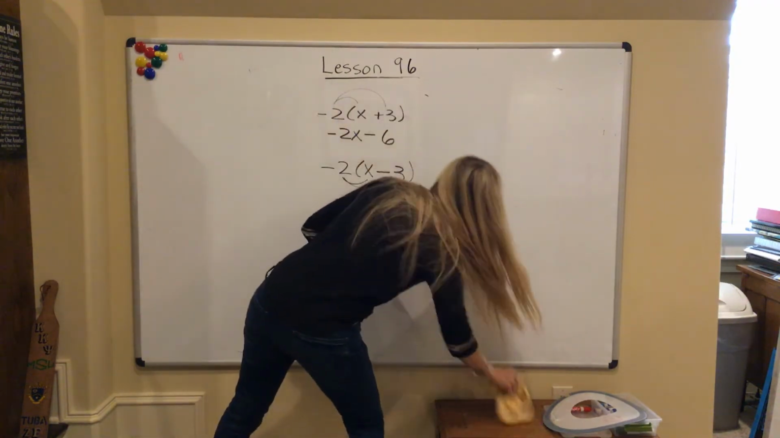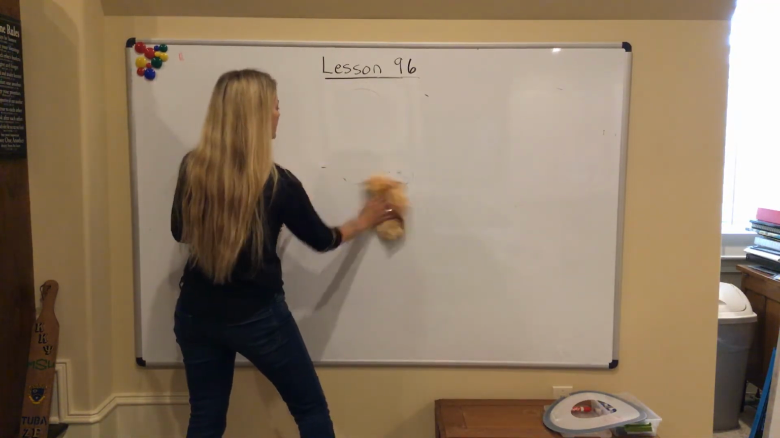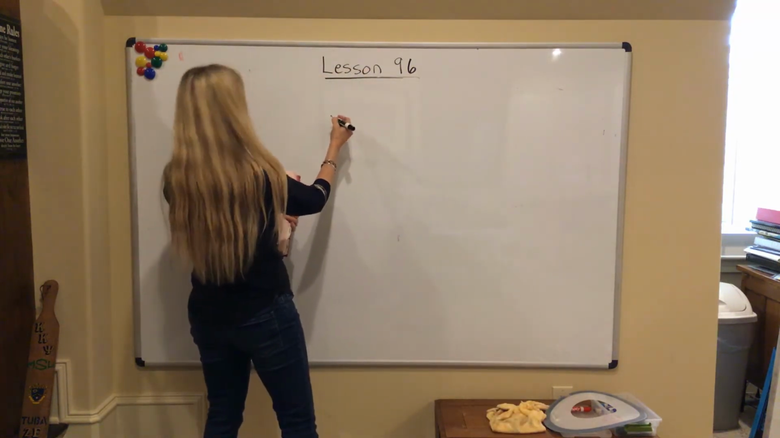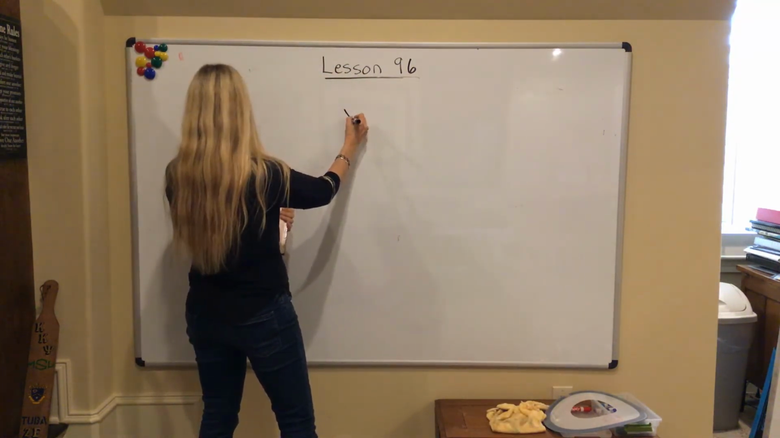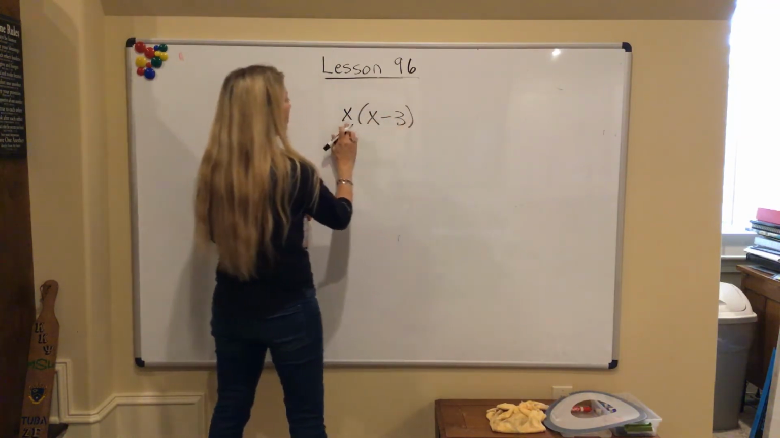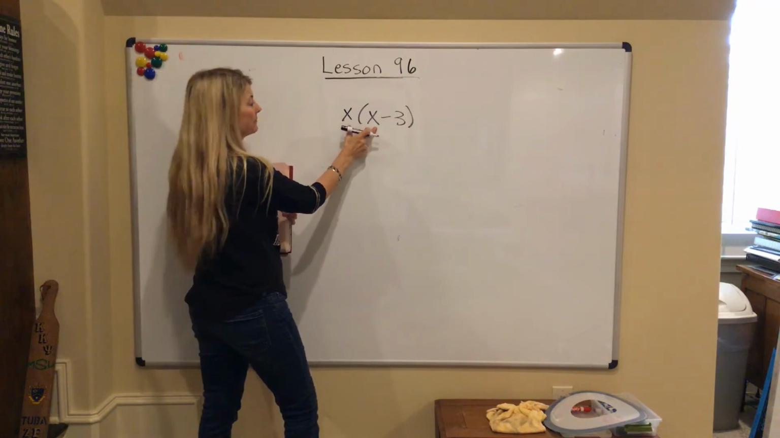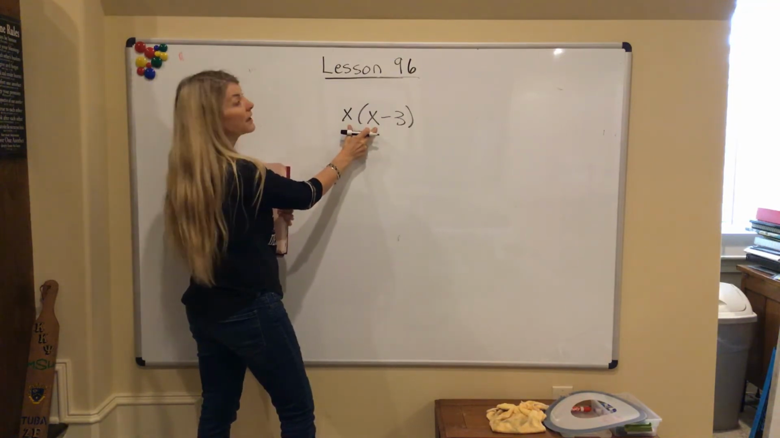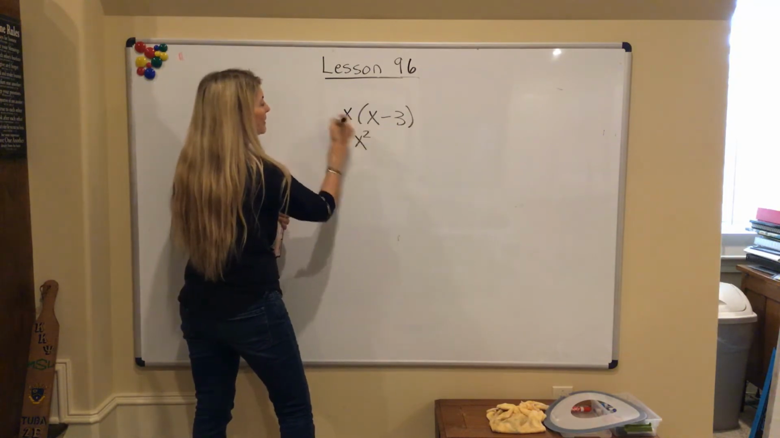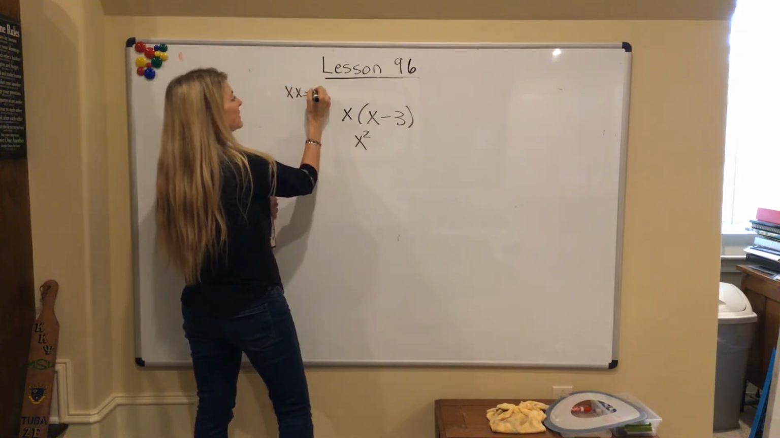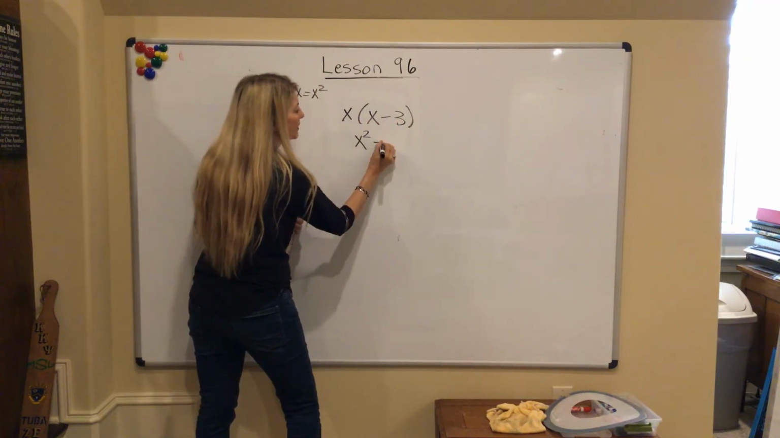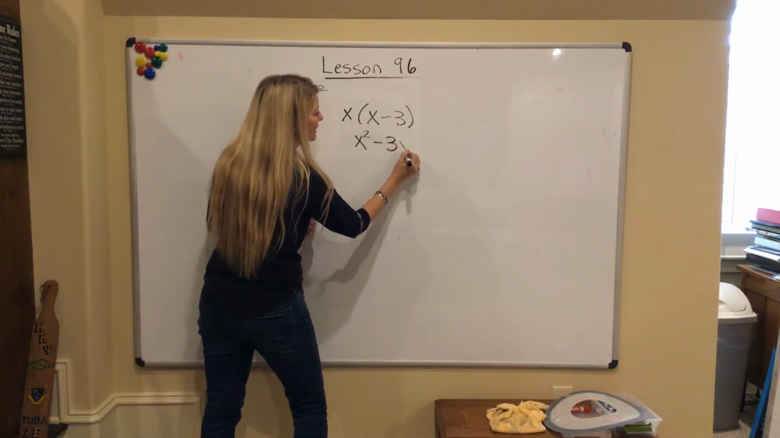Now, the next example is when you don't have a number, but you have a variable at the beginning. So you have x times x minus 3. What is x times x? Remember, it's not 2x. It's x squared. Okay? x times x equals x squared. And then x times negative 3 would be negative 3x.